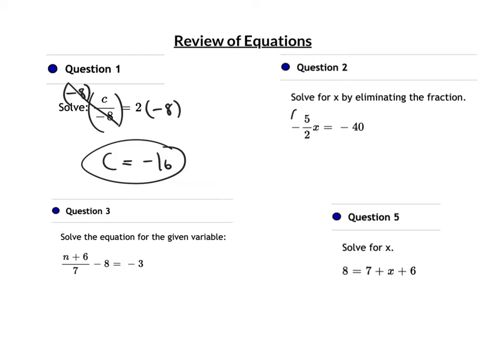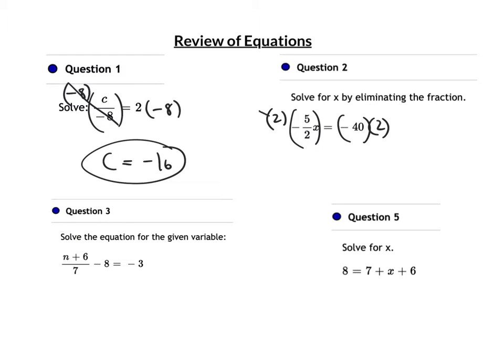Question 2. I don't like those fractions. I want to get rid of them. That fraction is really a divided by 2. So to get rid of division by 2, I'm going to multiply by 2. There are other ways to do this, by the way, that are even quicker, but I think this works in every situation, including what we see later. That's why I'm teaching it this way.